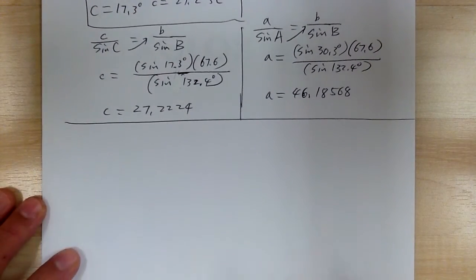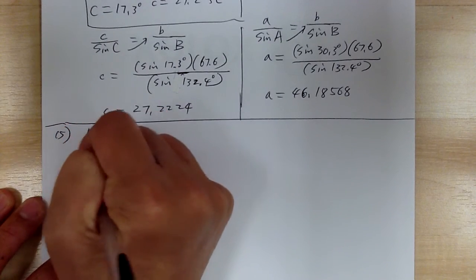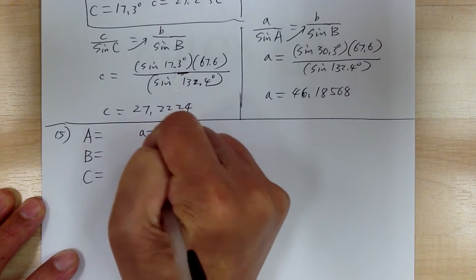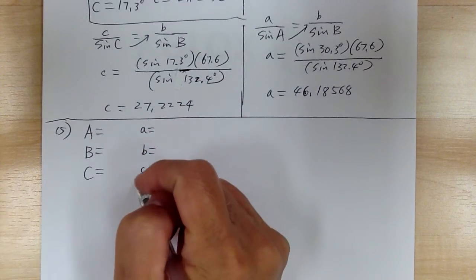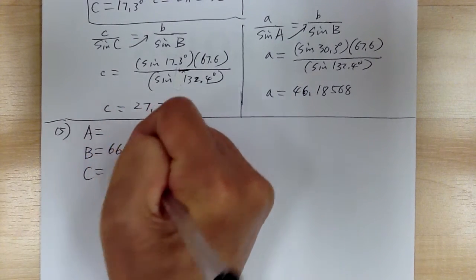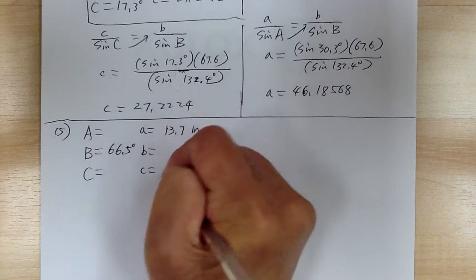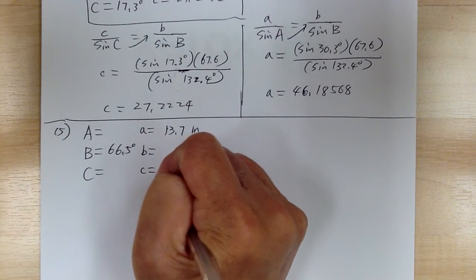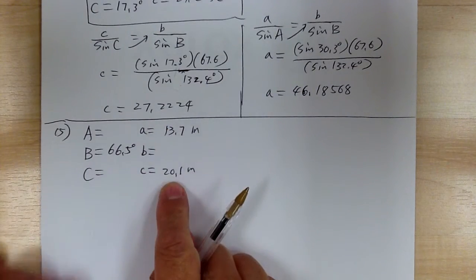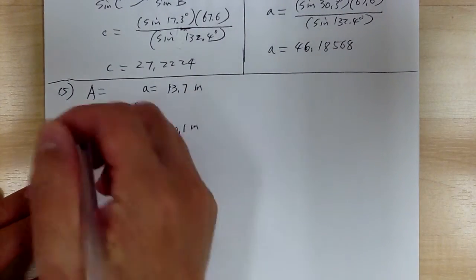Next, let's go to number 15. Again, you want to get your ABCs ready. Number 15, your angle B equal to 66.5 degrees. Small a equal to 13.7 meters. And small c equal to 20.1 meters. In this case, all three letters are different, so you need to use the law of cosine. So let's use the B equation.